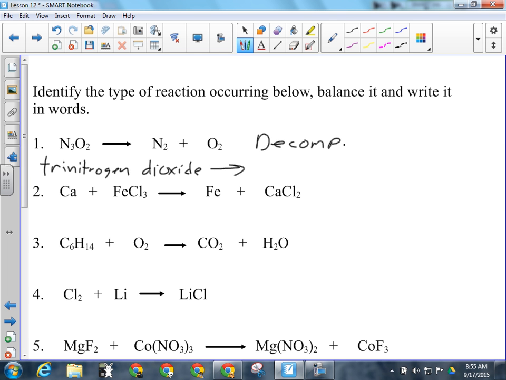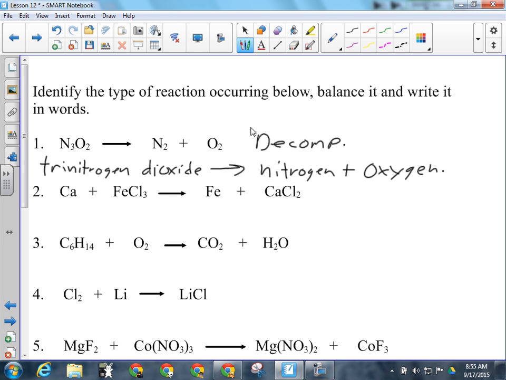It's breaking down into what's this stuff? Nitrogen. Remember, I don't change the name of it just because it's a 2 here. It's still just nitrogen by itself. And same with the O2, that's oxygen. Those 2 are examples of our molecular elements that are highlighted on our periodic table.